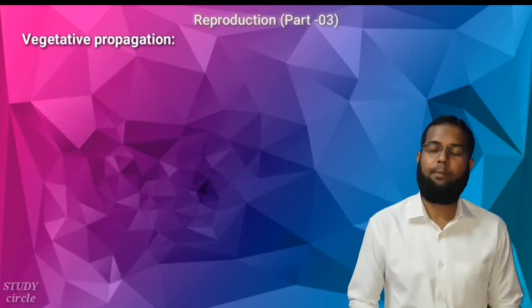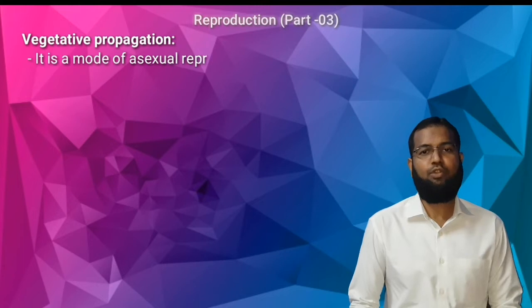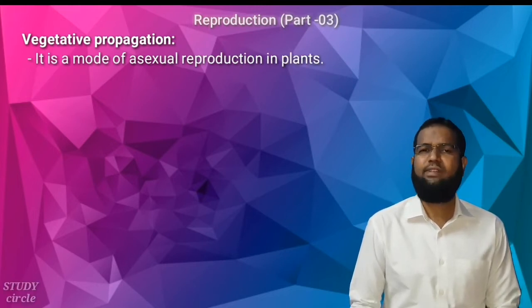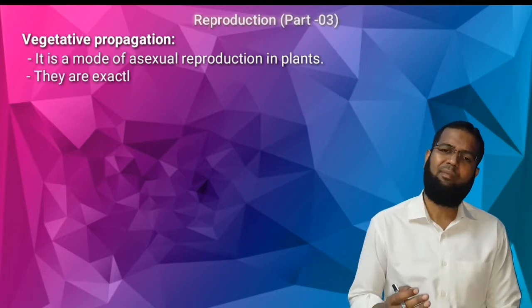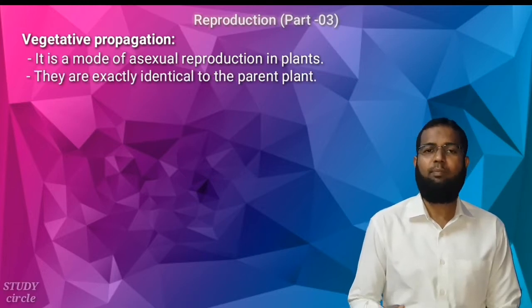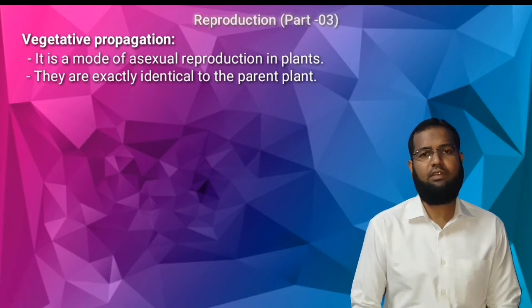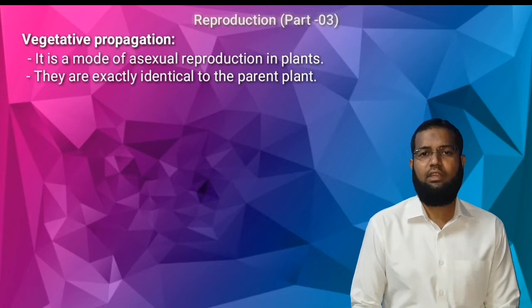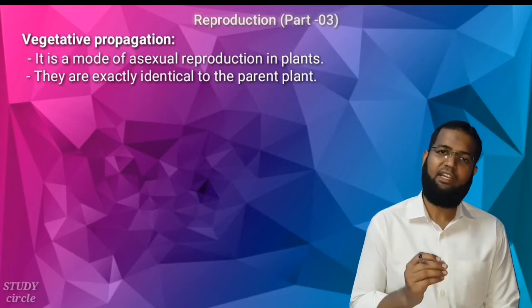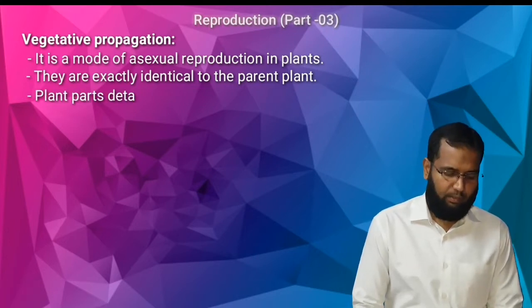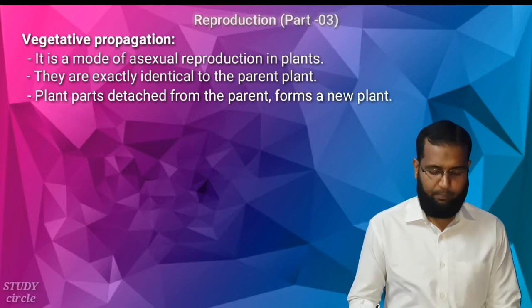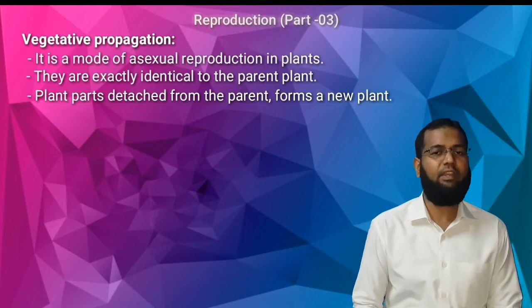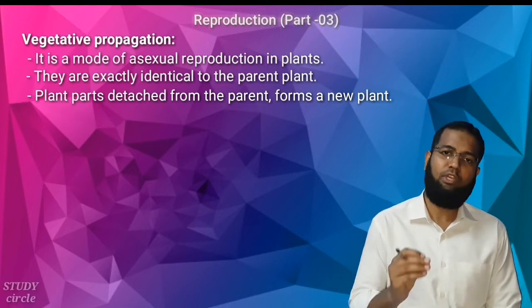Vegetative propagation is a mode of asexual reproduction in plants. In this mode of reproduction, you will see that the new individual will be identical to the parent. In our previous videos, we discussed the difference between the terms similar and identical. So here the new individual will be identical to the parent, and the plant part detached from the parent forms a new plant. The part which you separate from the parent plant grows into a new individual.